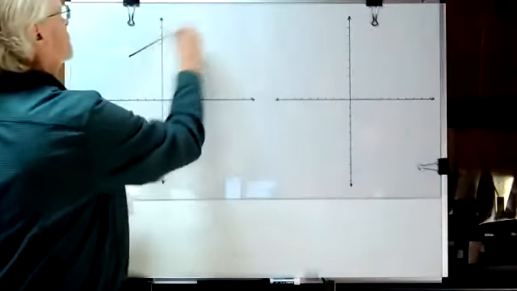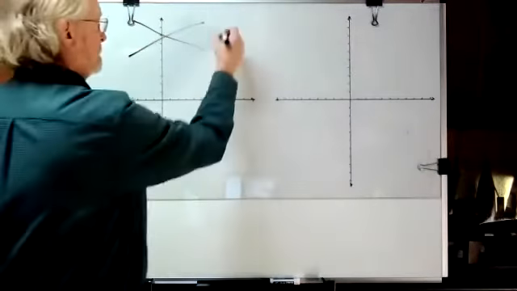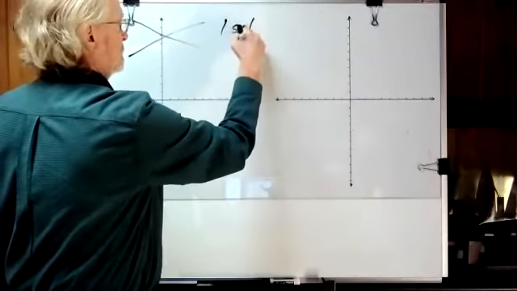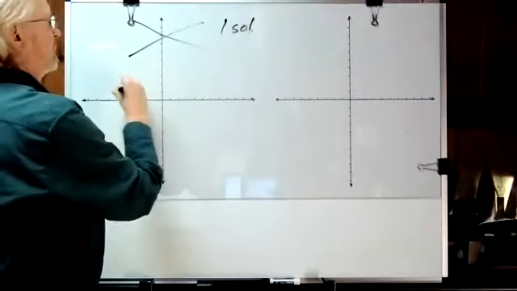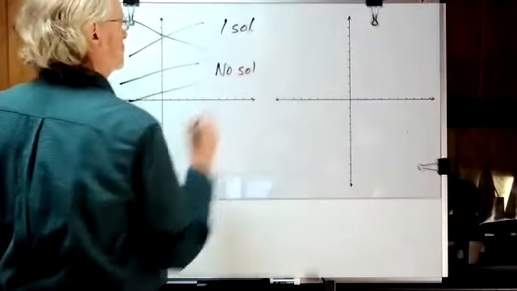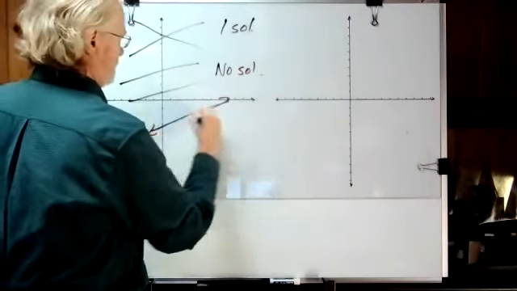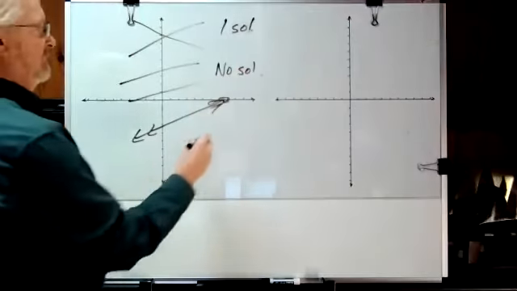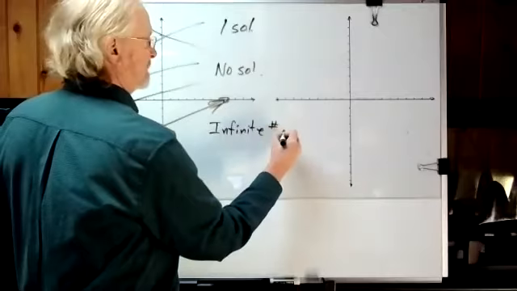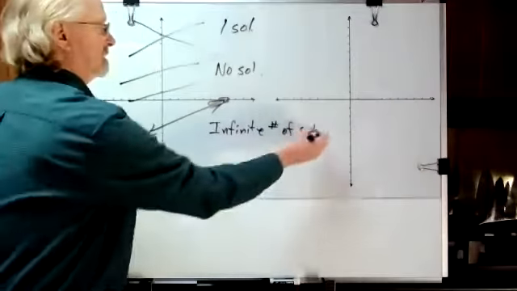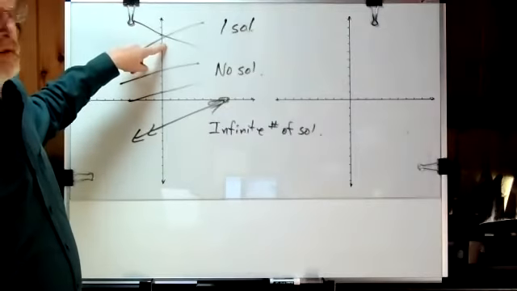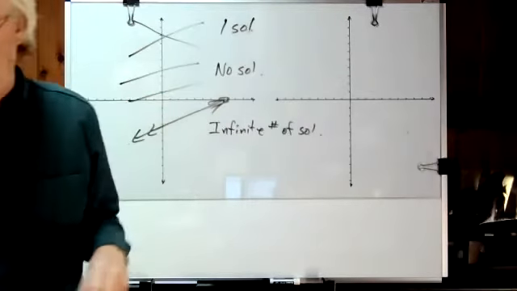Well, if they cross at one point, there's going to be one solution. Here's my abbreviation, SOL. If they're parallel lines, no solutions. And if they're the same line, we have an infinite number of solutions. Three possibilities. This one's going to be the most common one, but the others could happen.